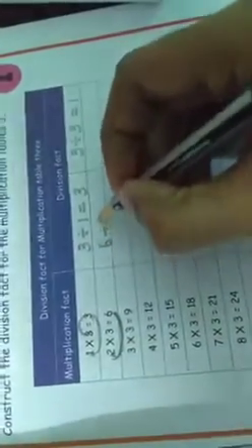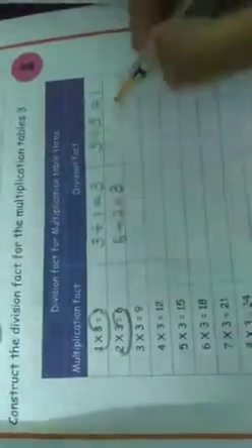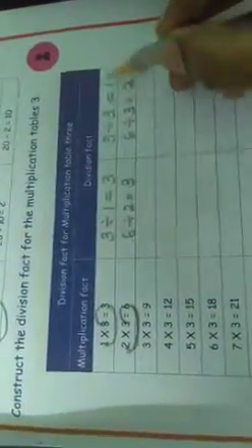Next number, what, ma? 3 divided by 3 equal to 1. Okay? Same like that. 2 3s are 6. 6 divided by 2 equal to 3. Okay? Next, 6 divided by 3 equal to 2. Nothing, ma, just exchanging these two numbers. 1 3, 3 1. 2 3, 3 2. Same like that. Okay?